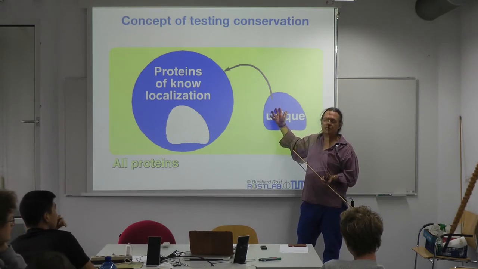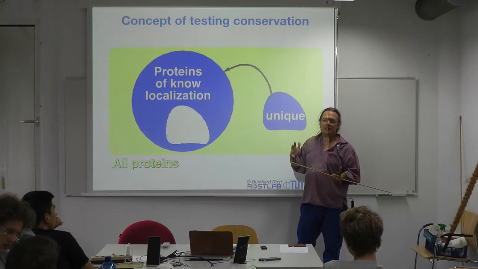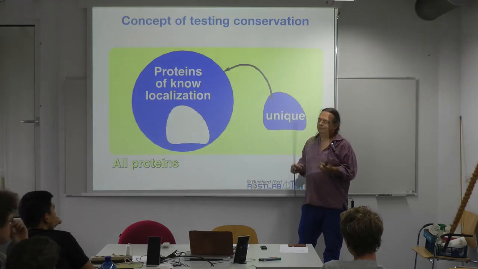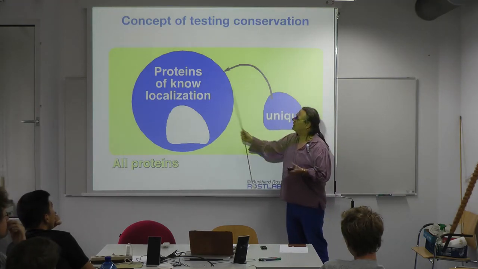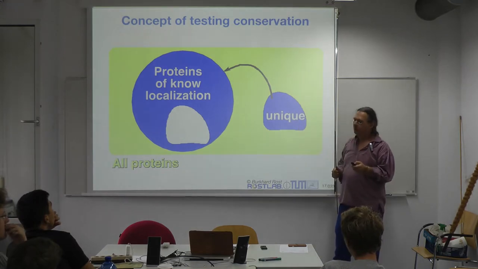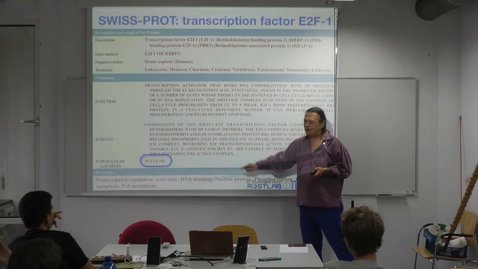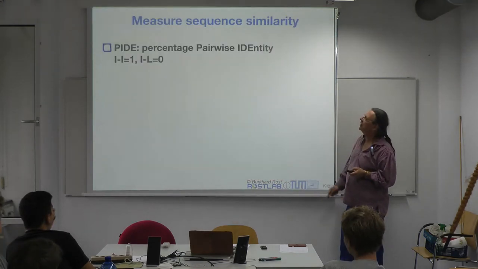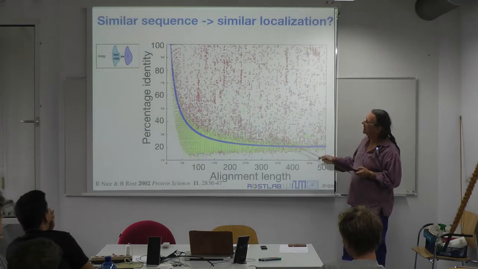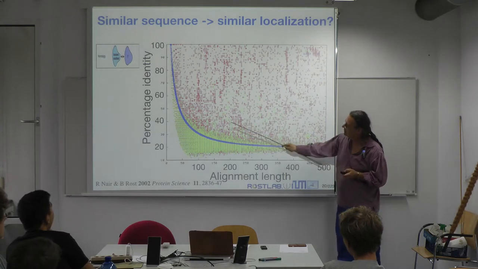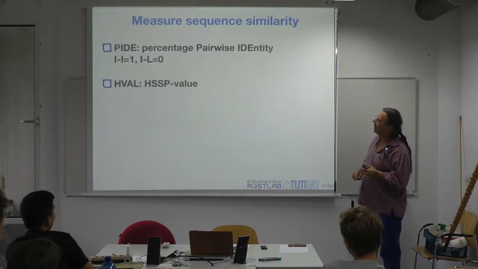By definition, sequence unique means there is, if you pair that set, there is zero. So you cannot do much. So you have to accept some bias. Bias is homology. And essentially, it tries from the sequence to infer that their protein here, in this particular case, is nuclear. You can use percentage sequence identity. You can use the H value, the distance from this curve here.